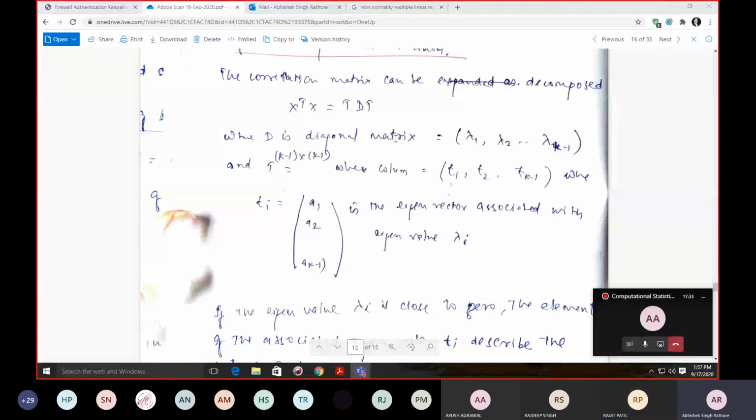T is just a decomposition of our correlation matrix. I am just decomposing my matrix into some form, let's say T D T transpose. D is assumed to be my diagonal matrix. We have calculated lambda 1 to lambda k minus 1, and these are the diagonal values. After separating out these diagonal values, we have some vector or matrix available, which is the T matrix, and the T transpose matrix.